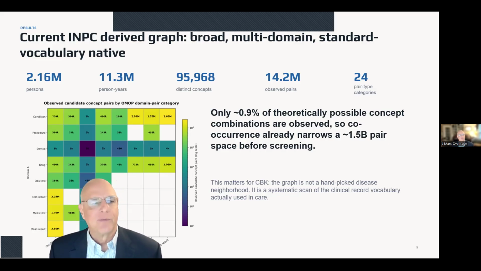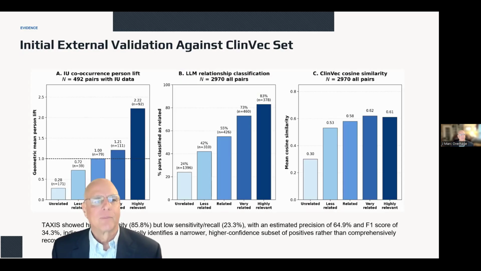It's worth noting that these 14.2 million observed pairs are only about 0.9% of the roughly 1.5 billion theoretically possible concept combinations from those 96,000 concepts. So the real world co-occurrence already substantially narrows the candidate space even before statistical screening or LLM review. The next iteration of the knowledge graph will use the full INPC database of more than 20 million patients, and at least two other large OMOP CDM instances are planned to follow.